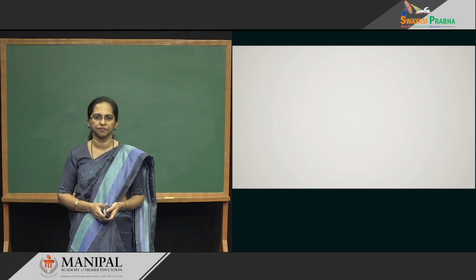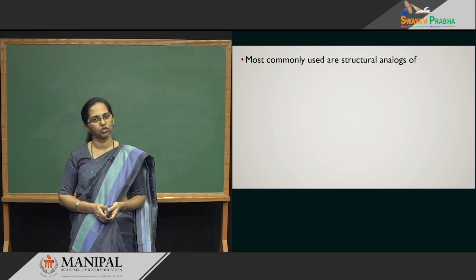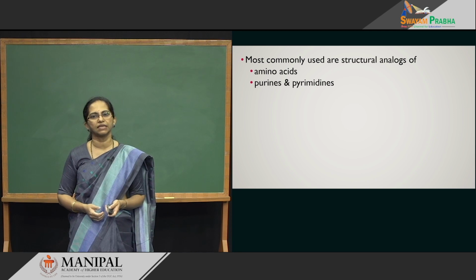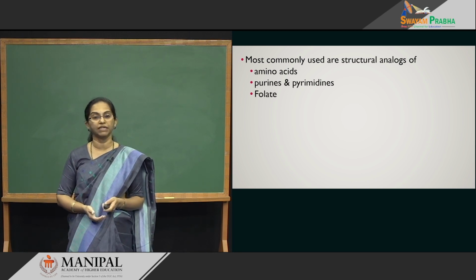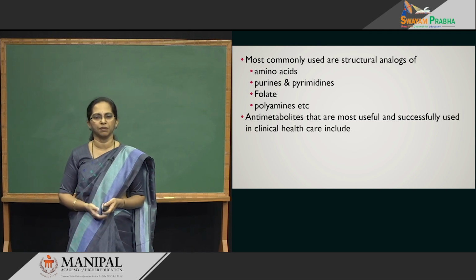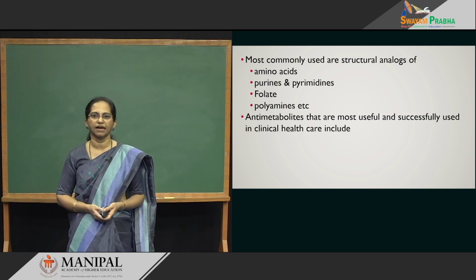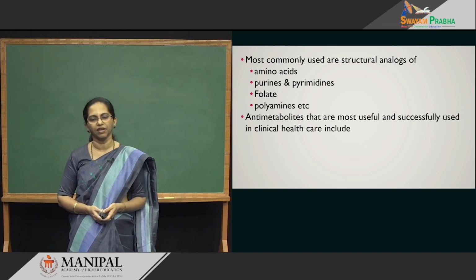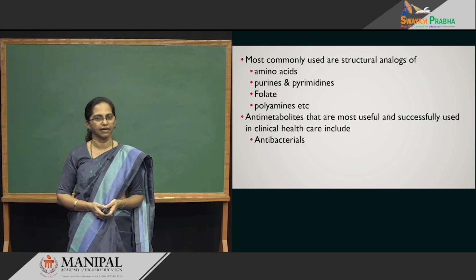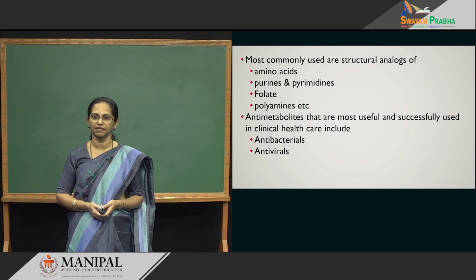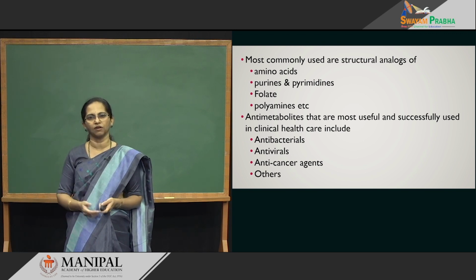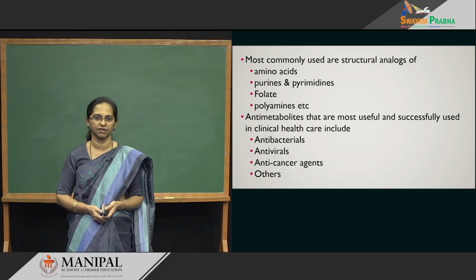Then what are the most commonly used drugs? They can be analogues of amino acids, they can be analogues of purines, pyrimidines, they can be analogues of folates or polyamines, and many more. So, these are the drugs, antimetabolites, that are successfully used today in the field of healthcare. They are antibacterials, antivirals, anti-tumor agents or anti-cancer agents, and then a list of others as I have mentioned here.